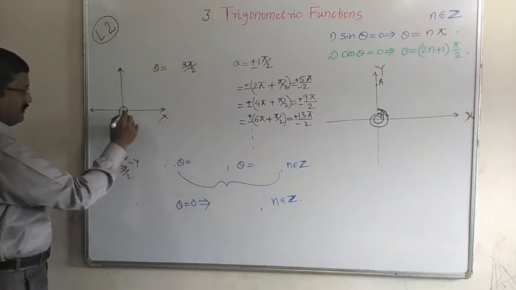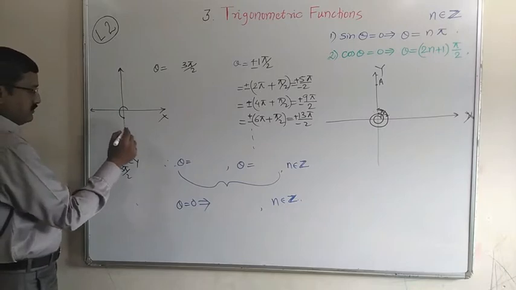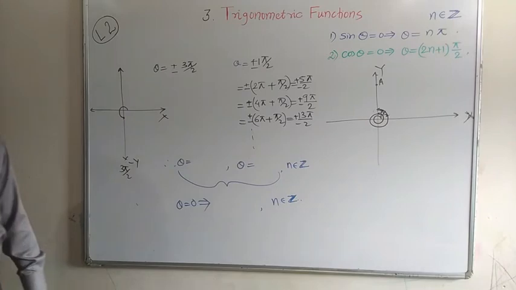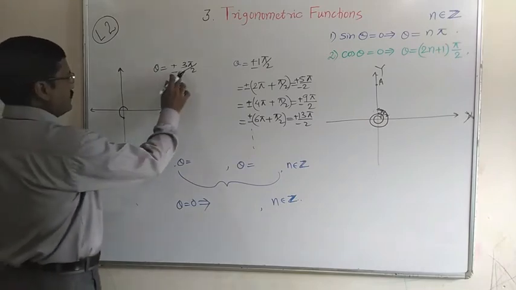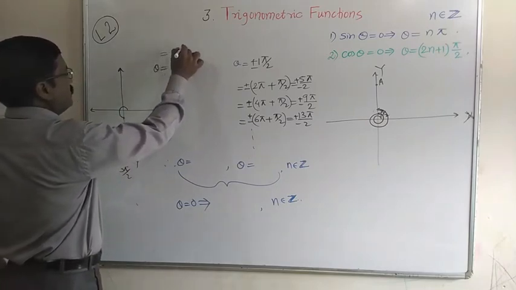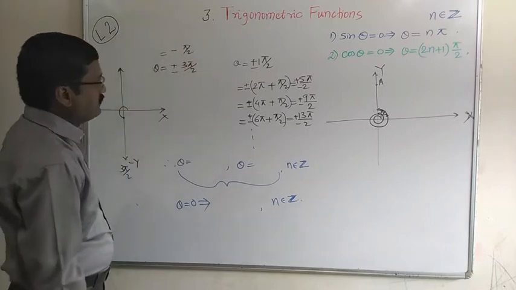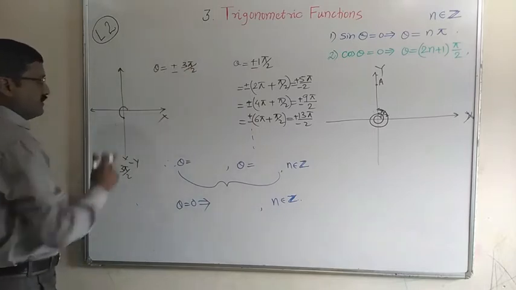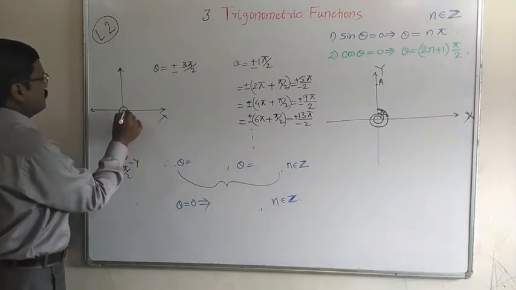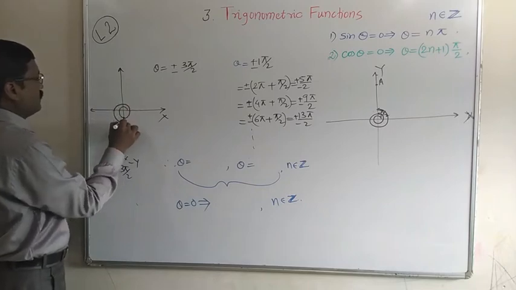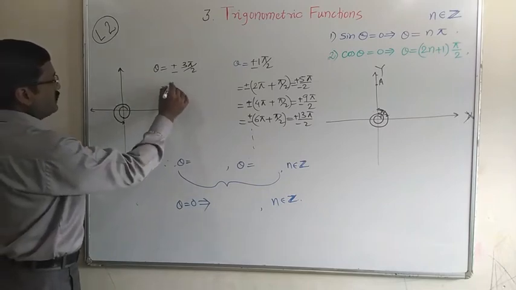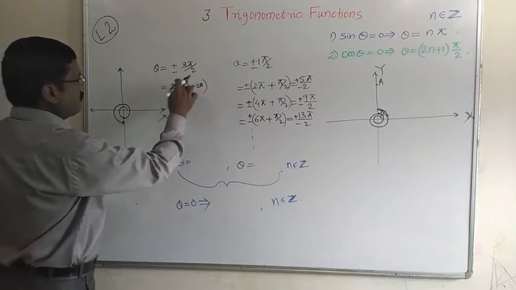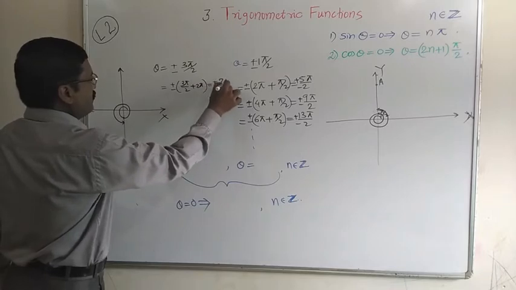Obviously it will be positive or negative pi by 2. The first one is negative pi by 2. Here we have already taken negative pi by 2, so there is no need to consider 3 pi by 2 again. After that, 3 pi by 2 plus 2 pi. The second angle will be plus minus 3 pi by 2 plus 2 pi, that is plus minus 7 pi by 2.